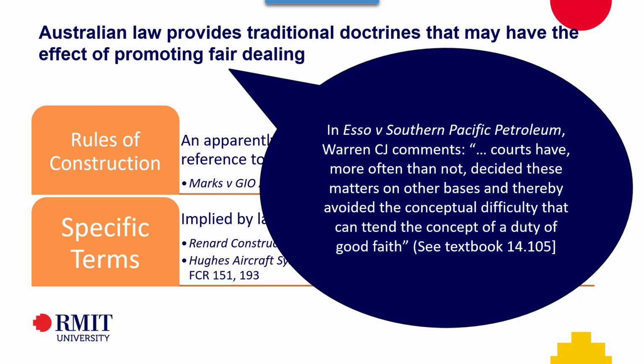Probably the most senior Victorian case on this is Esso and Southern Pacific Petroleum. It wasn't in the reading, but it's mentioned a couple of times in both the text and the casebook, actually, in the narrative. Chief Justice Warren made this comment. So this is a 2005 case from memory, so it's a little bit old now. Courts have more often than not decided these matters on other bases and thereby avoided the conceptual difficulty that can attend the concept of a duty of good faith.